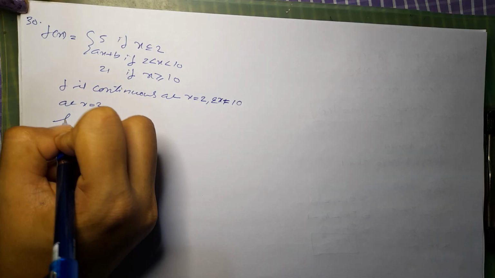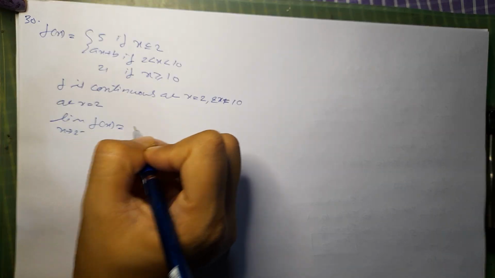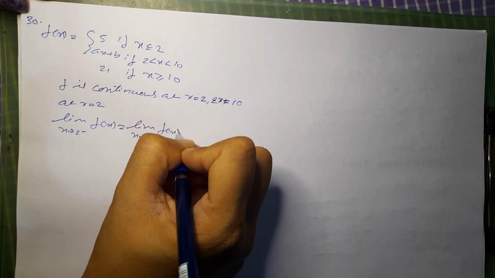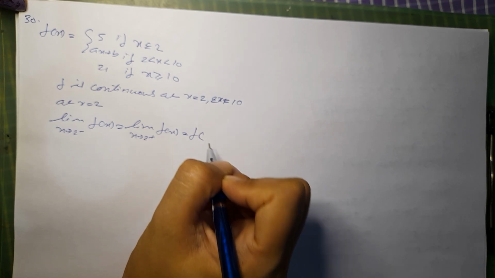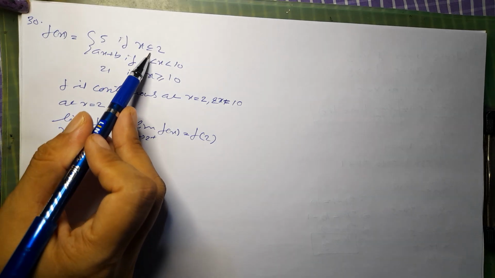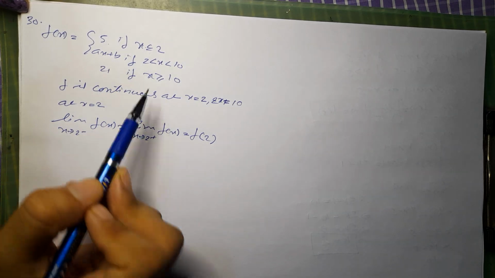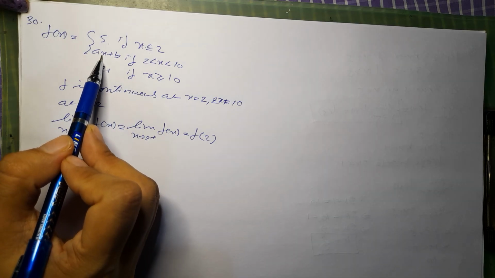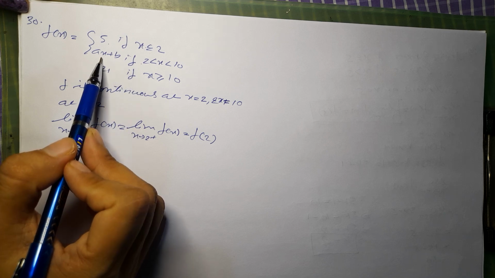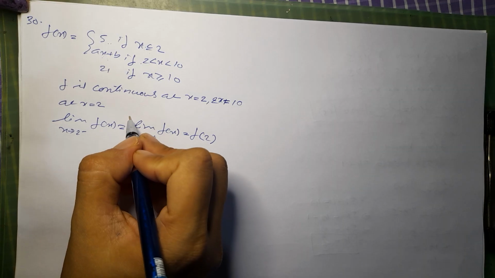Since it is continuous, limit x tends to 2 minus f of x is equal to limit x tends to 2 plus f of x is equal to f of 2. So f of 2 will be given by one function, and the left hand limit by another. We need the unknowns, so we have to take the right hand limit, for x greater than 2, because then only we are going to get them. So one will be f of 2, and we have to solve for these.